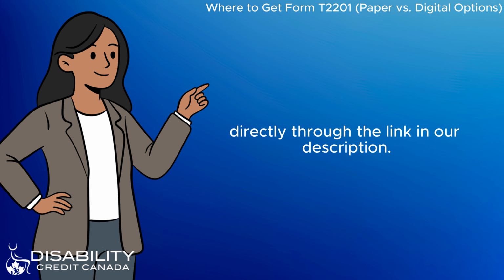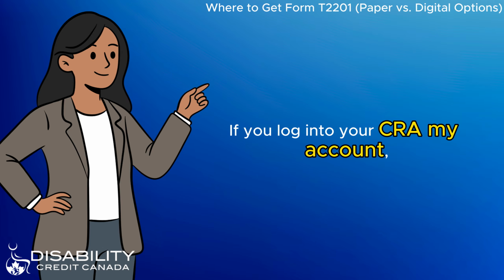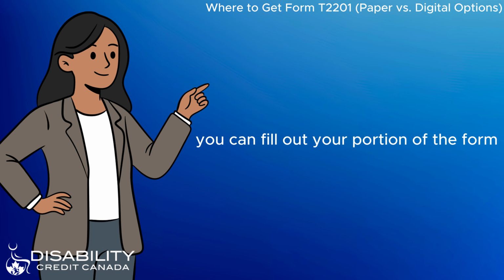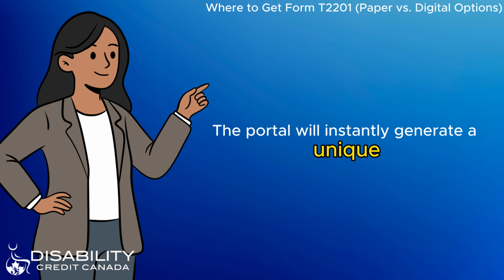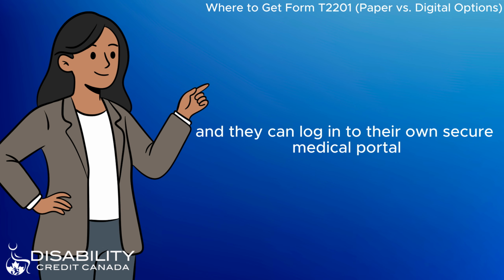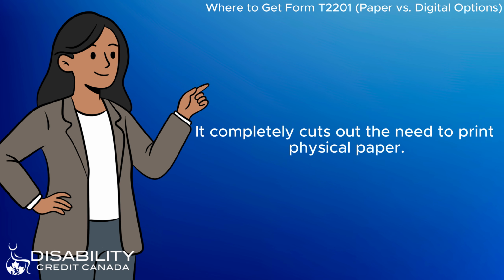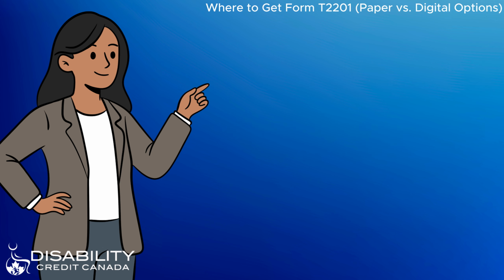in our description. But did you know the CRA now has a fully digital application option? If you log into your CRA My Account, you can fill out your portion of the form electronically. The portal will instantly generate a unique reference number. You simply give that reference number to your doctor or medical practitioner, and they can log into their own secure medical portal to complete the medical portion digitally. It completely cuts out the need to print physical paper.